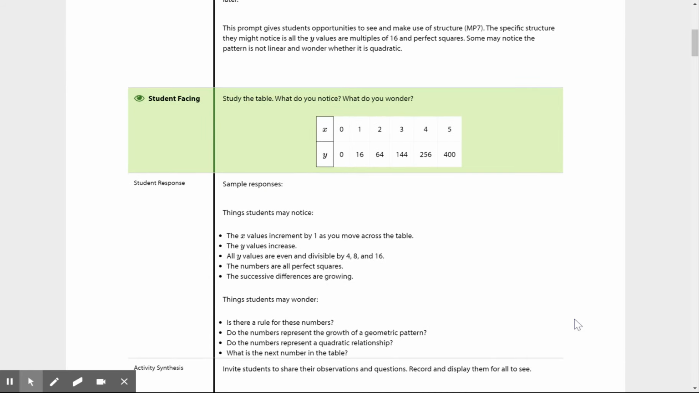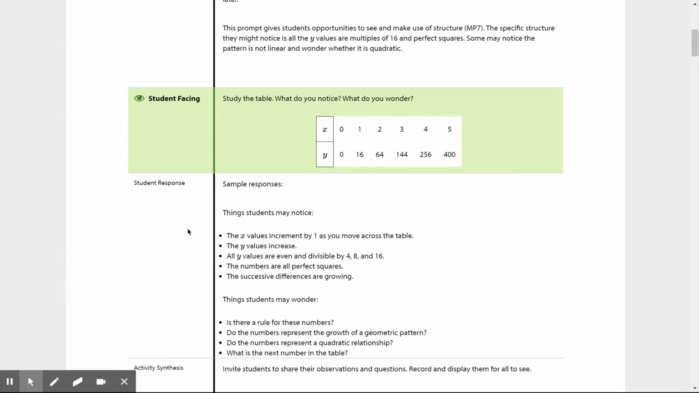So here are some things that you may have noticed. The X values increase by 1. The Y values increase. The Y values are all even and divisible by 4, 8, and 16. The numbers are all perfect squares. The successive differences are growing. So what that means is when you take the differences here, between 16 minus 0, 64 minus 16, they're growing, they're increasing. Things you might wonder is, is there a rule for these numbers?